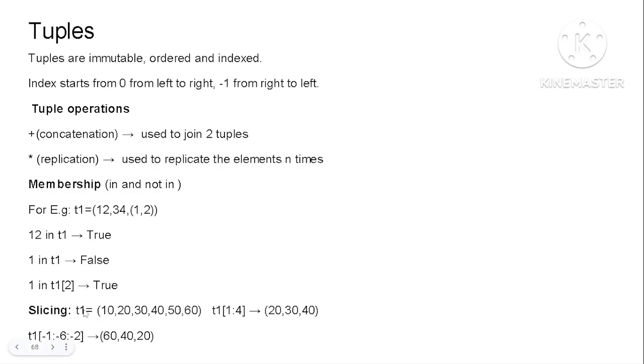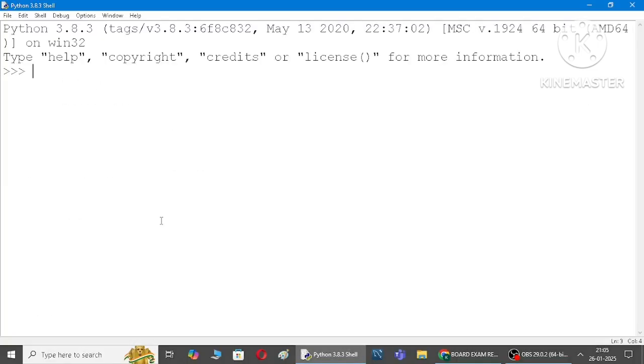Then slicing. Slicing is exactly the same as we did in strings and lists. When you have a tuple called T1[1:4], or a step value or negative index, everything works the same as in lists. Only thing, when you do slicing, it will never cause an error.